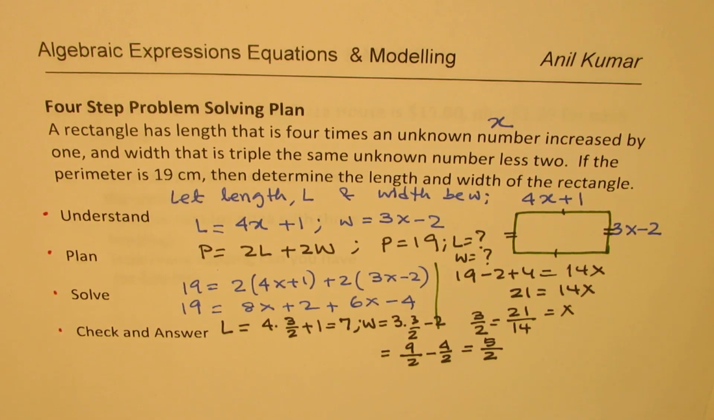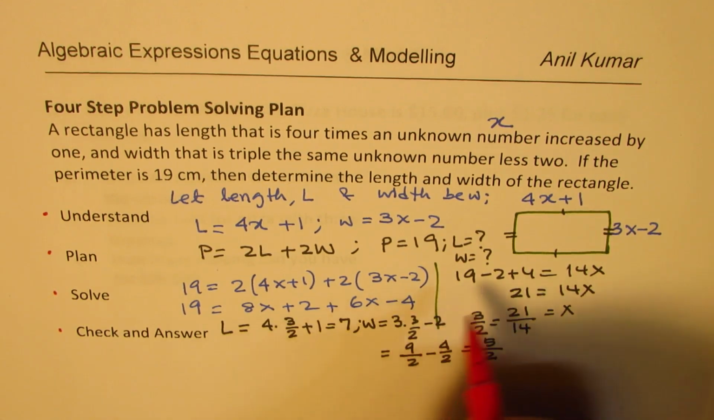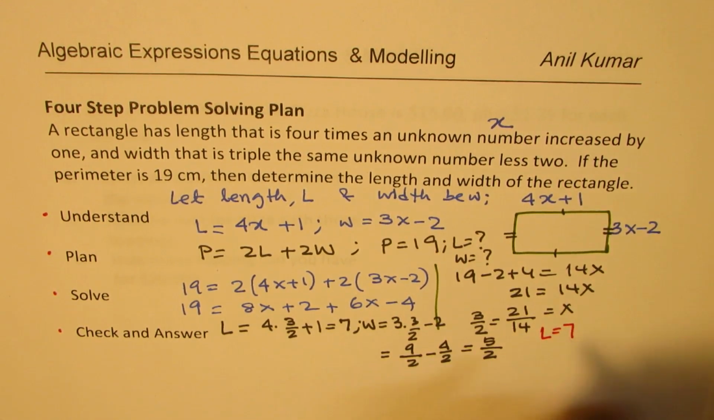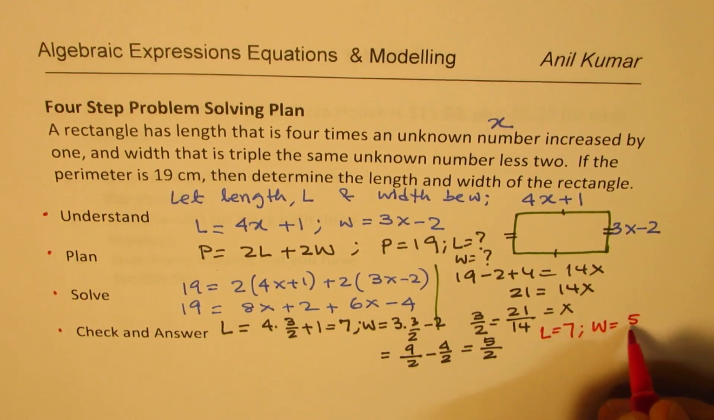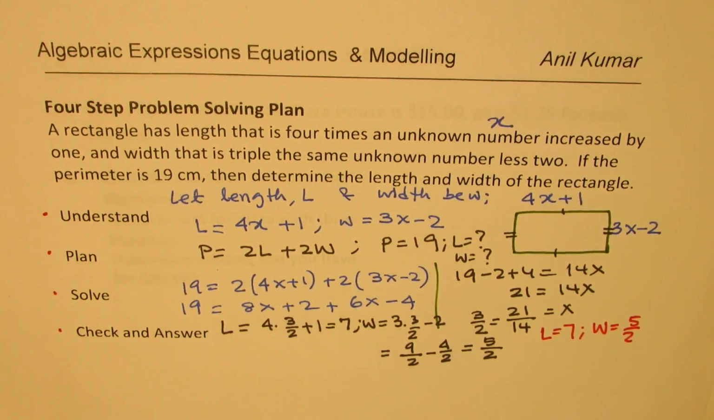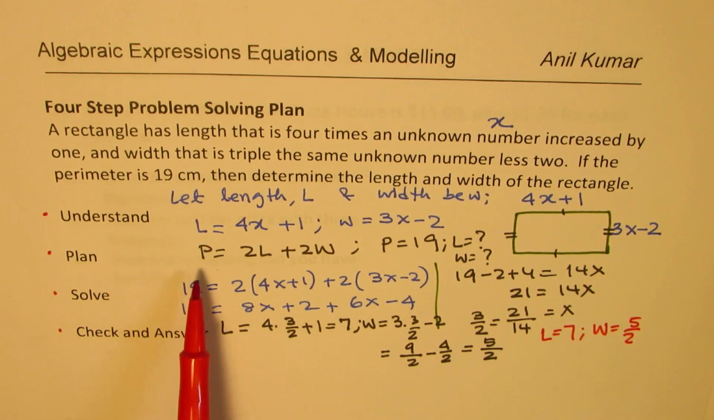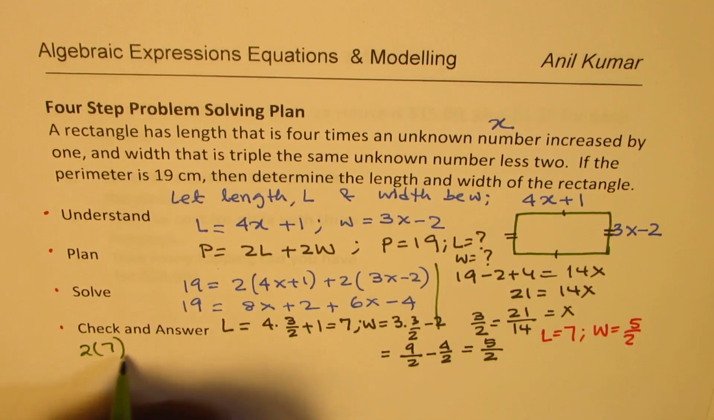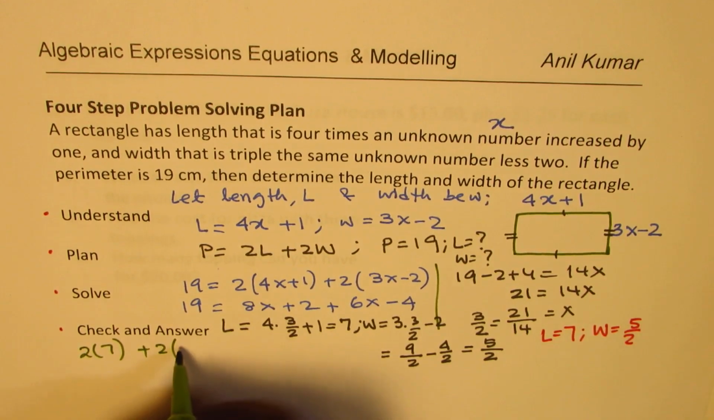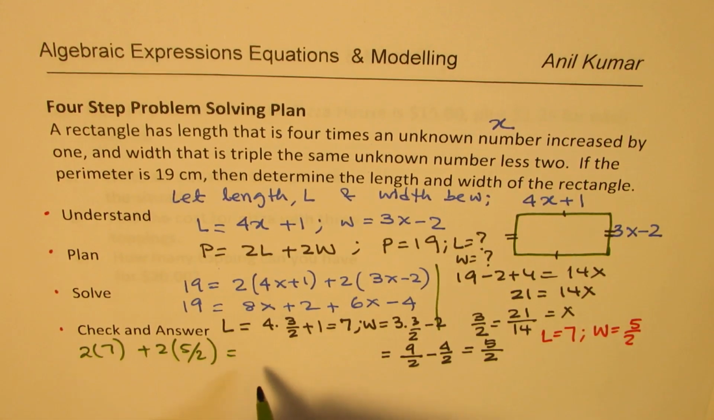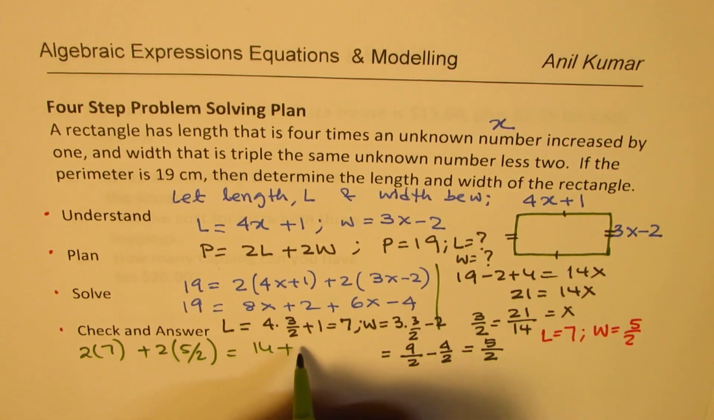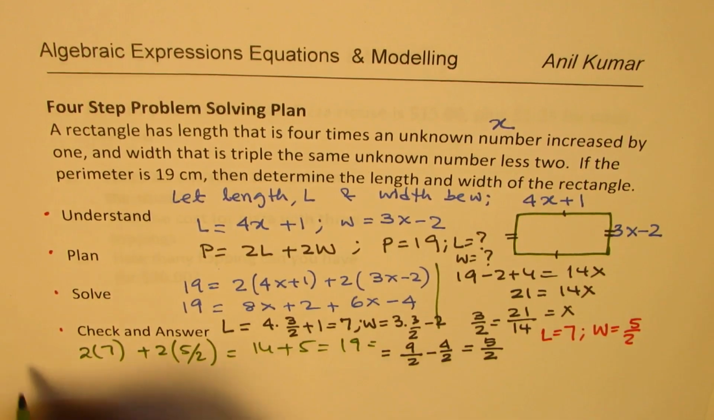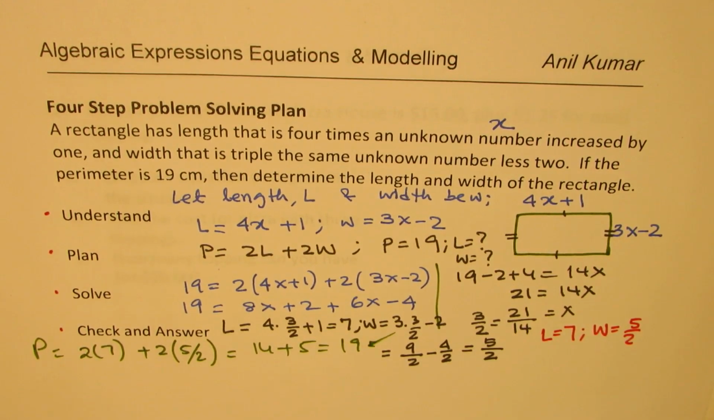We can write down that for our rectangle, length is 7 and width is 5 over 2, or 2.5, correct? Now the last part here is to check and then give the answer. So how do we check it? Well, we know that the perimeter is 19. So to check, we'll do 2 times the length, which is 7, plus 2 times the width, which is 5 over 2, and see what do we get. We get here 14 plus 5, which is indeed 19, which is the given perimeter, right?